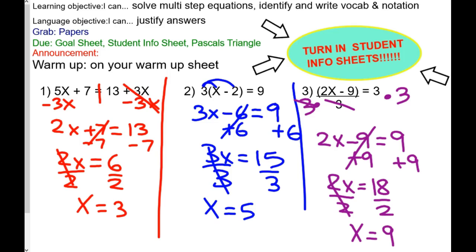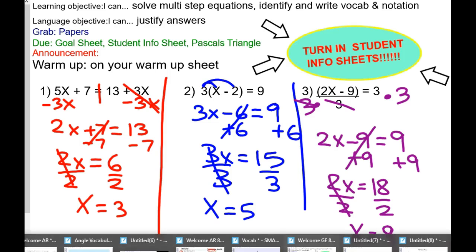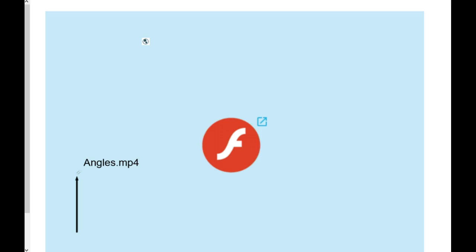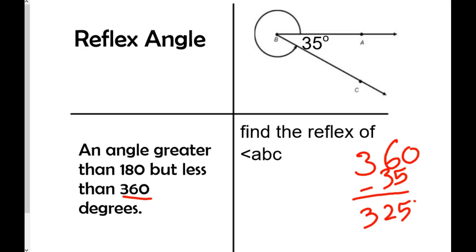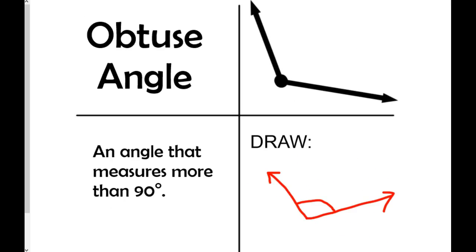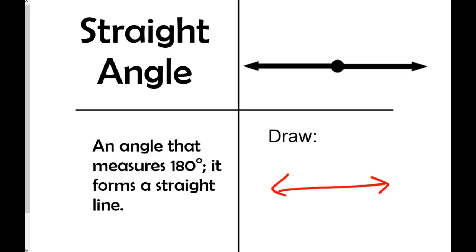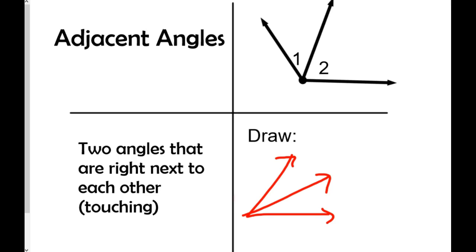Okay, now do you have yesterday's notes for angles? I gave you a second page, and we apparently finished off on obtuse? No? What did we finish on? Okay, so we finished straight angle. Let's talk about the next one. Oh, here it is. Okay, so we did straight angle. Let's talk about adjacent angle, okay?